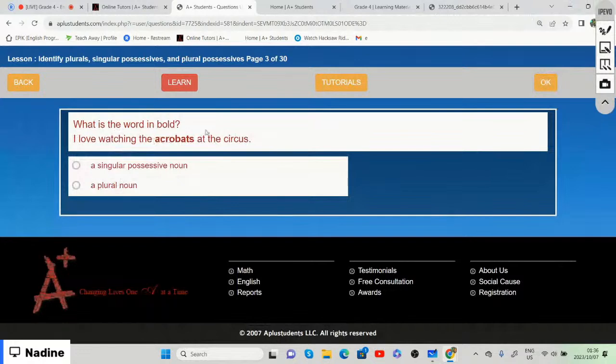I love watching the acrobats at the circus. The acrobats. Is that a singular possessive noun or is it a plural noun, only referring to more than one thing? Option one or option two? I love watching the acrobats at the circus. Is it a singular possessive noun or a plural noun? Option one or option two?